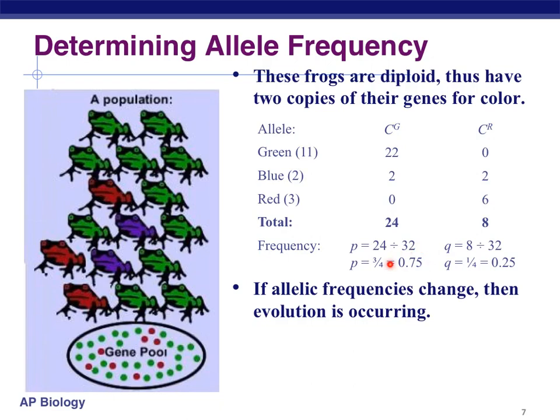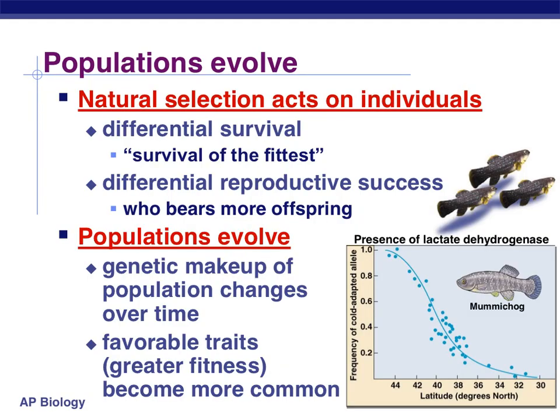So this is what the population is now, as it's represented by this picture. If these frequencies go up or down, if they change at all, it means that evolution is occurring. Change is taking place within this population. So populations do evolve, and we know that the mechanism by which this happens is natural selection. Now I want to make it abundantly clear that natural selection acts on individuals, not on the population. Natural selection acts on individuals, whereas evolution does not.